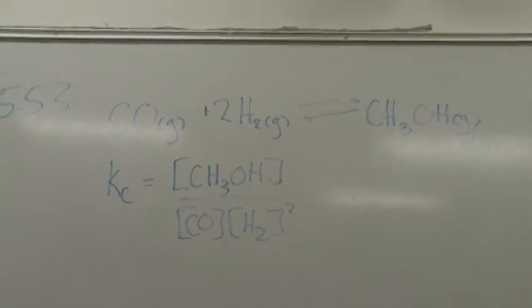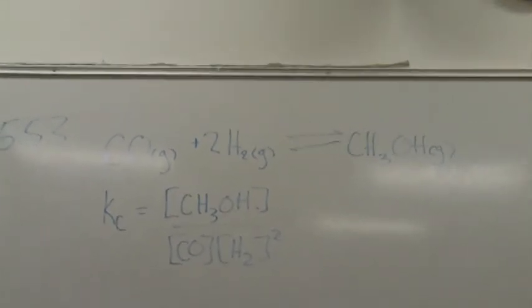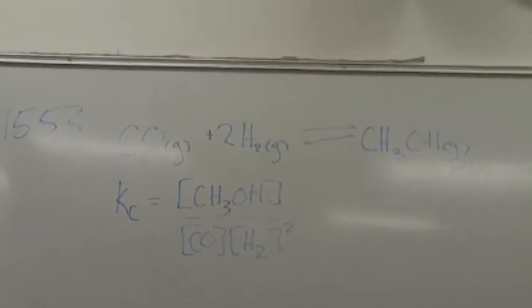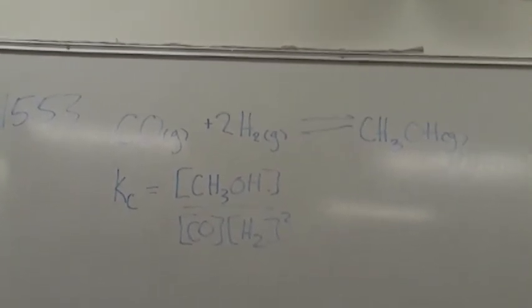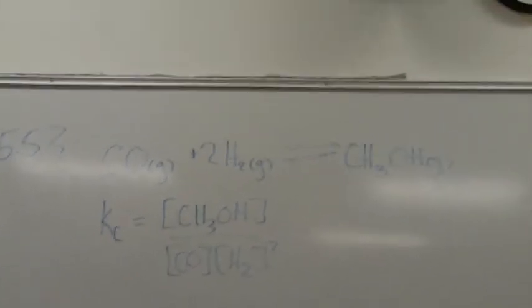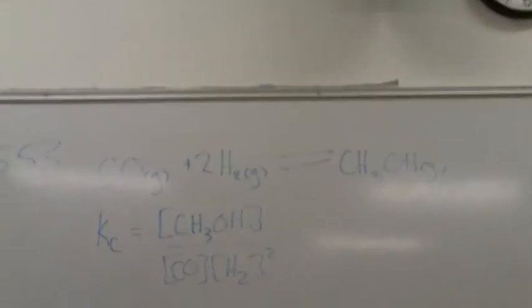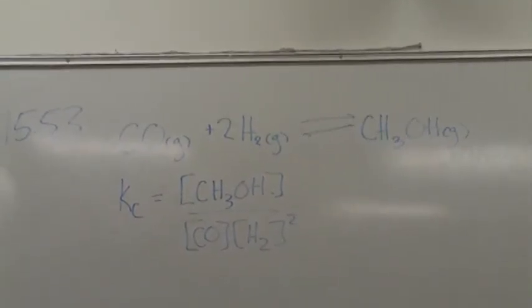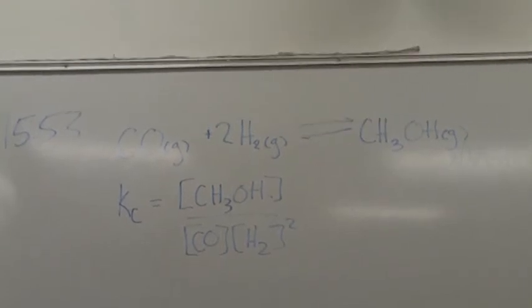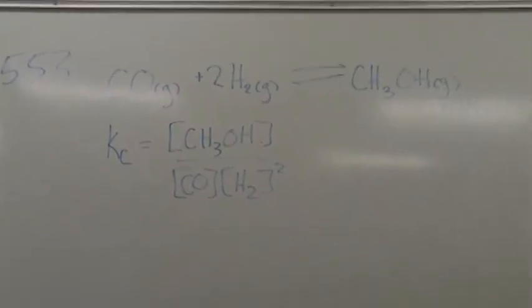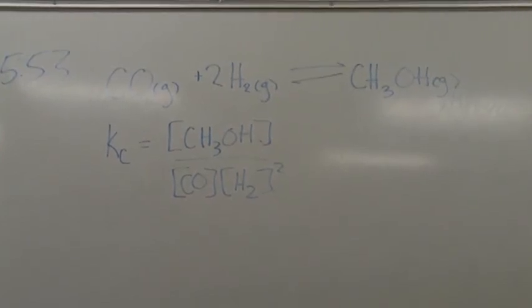All right, this is 15.53. It says at 773 degrees Celsius, a mixture of carbon monoxide, hydrogen, and methanol was allowed to come to equilibrium. The following equilibrium concentrations were then measured. Carbon monoxide is 0.105 molar, hydrogen is 0.250 molar, and methanol is 0.00261 molar. And then it wants us to calculate the Kc for the reaction.